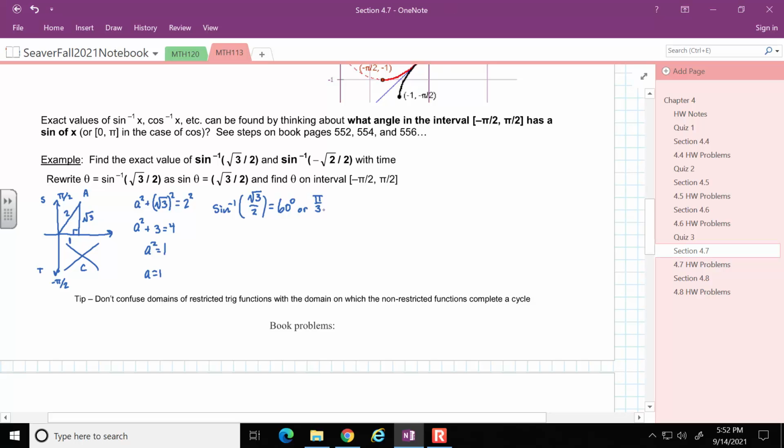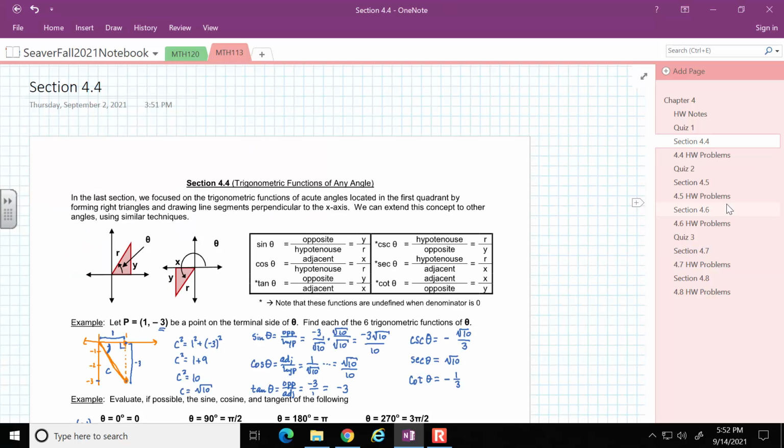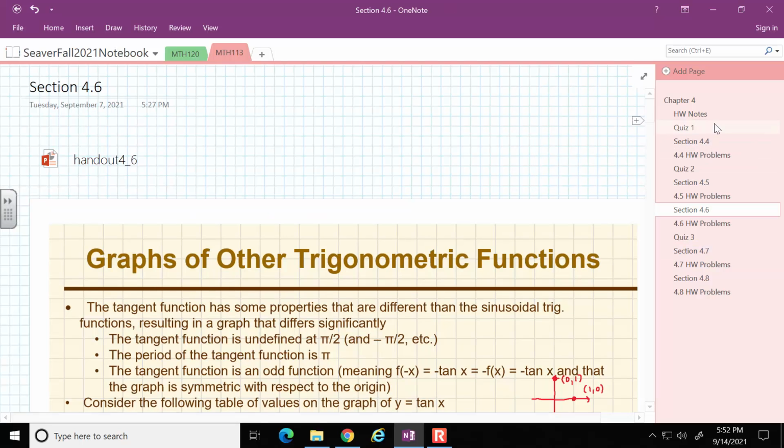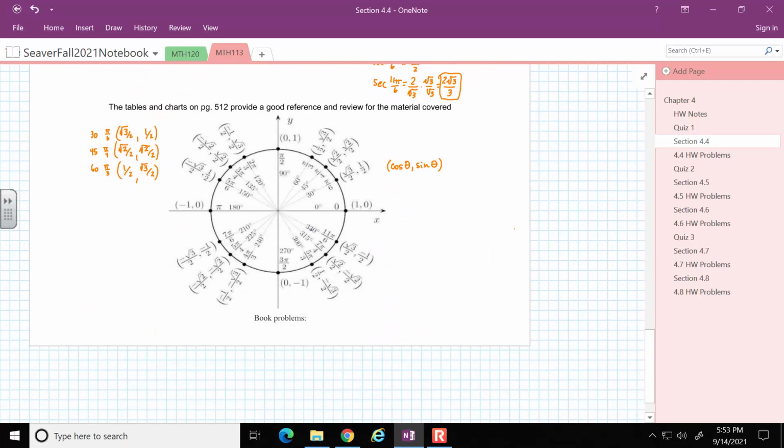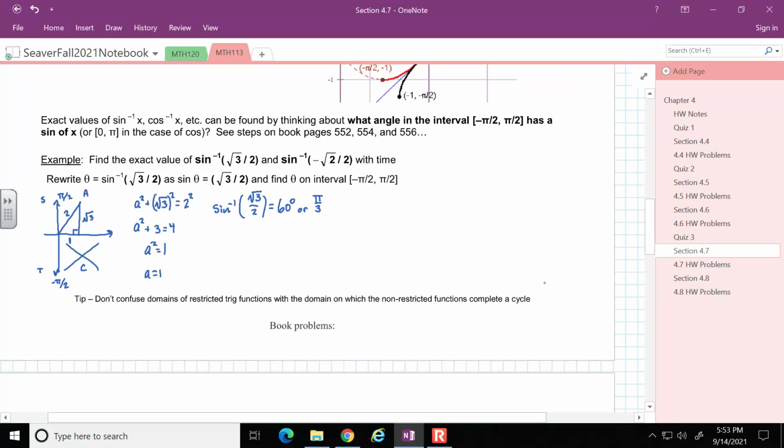Could you do this another way? Sure. I could see square root of 3 over 2, and I could come to section 4.4, where we had the unit circle. I could come in here and say, all right, I have to be either here or here, and my sine is my y-coordinate, square root of 3 over 2. So it has to be this angle, pi over 3. So you can find those exact values. It's not super tricky. You can use your unit circle even. Okay, so let's do another one.